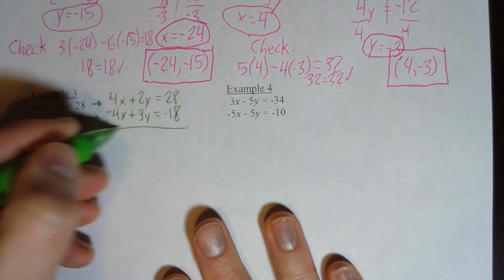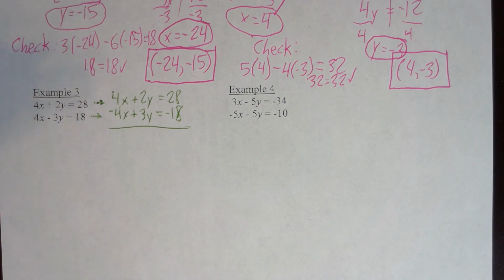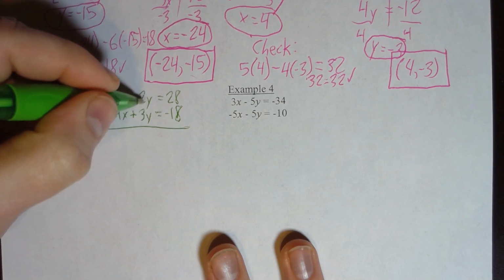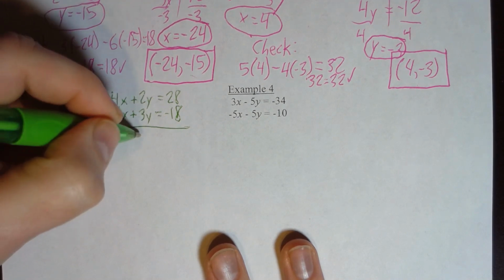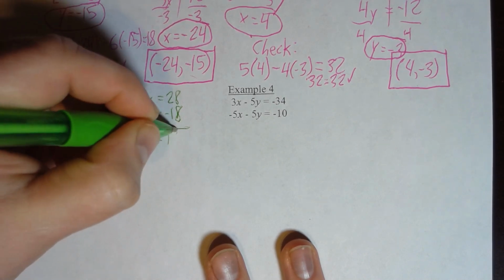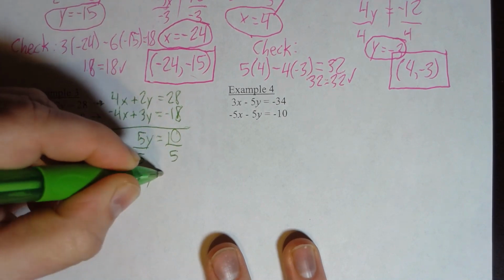This is what I mean by the fact that I always add, because this makes more sense to me. I'm just combining these equations. Okay, so 4x minus 4x, that's nothing. 2y plus 3y is 5y's. And 28 minus 18 is 10. I'm going to divide by 5. I get y equals 2.